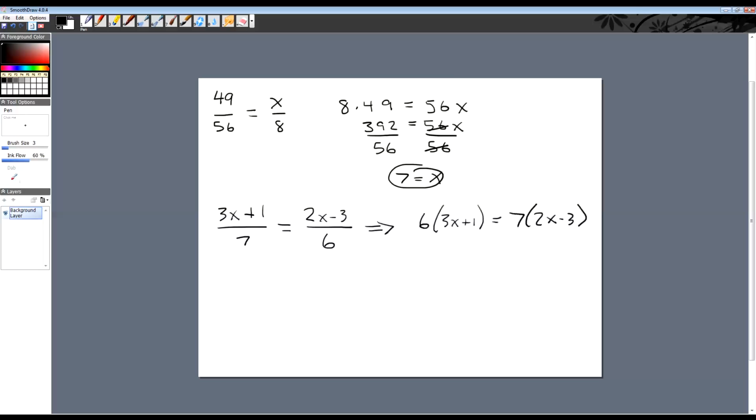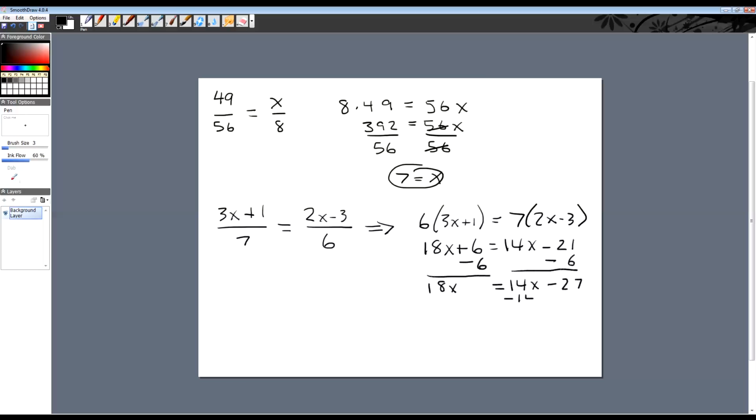We use the distributive property. 6 times 3x is 18x, plus 6 times 1 is 6. 7 times 2x is 14x. 7 times negative 3 is negative 21. So let's use the addition property of equality here. Let's subtract 6 from both sides. As long as you use the same math for both sides, it does not fundamentally change the equation, remember. So negative 21 minus 6 is negative 27.